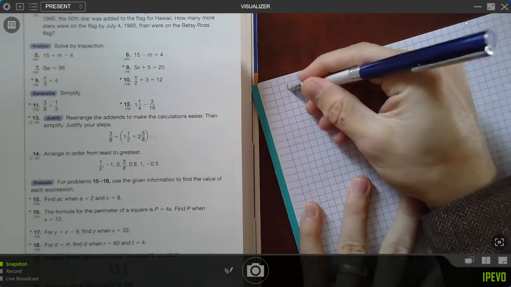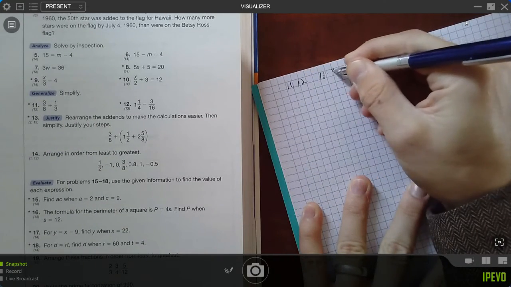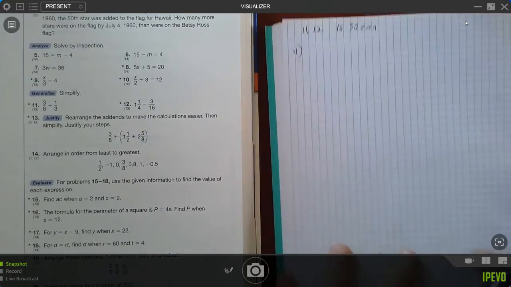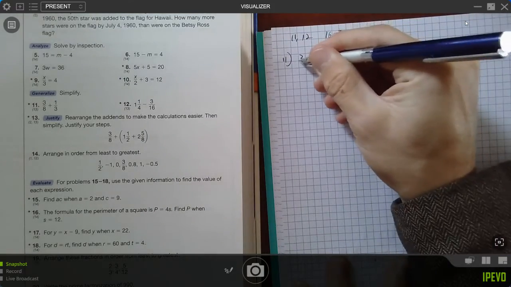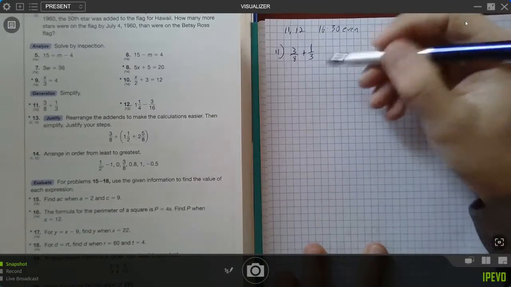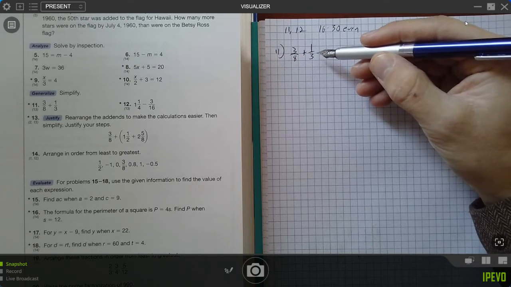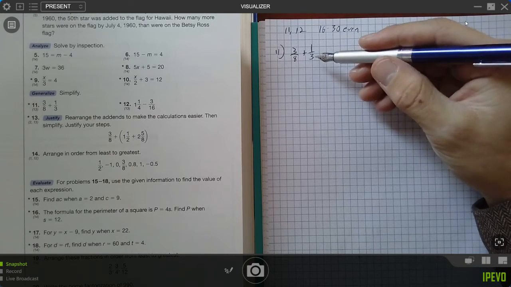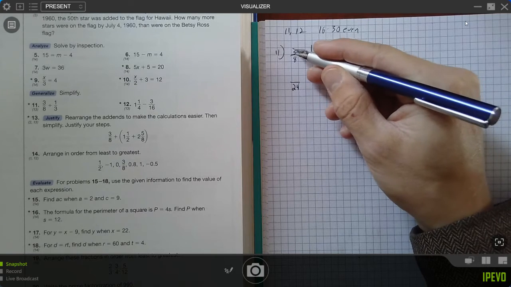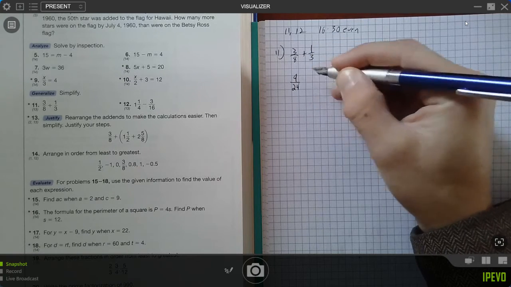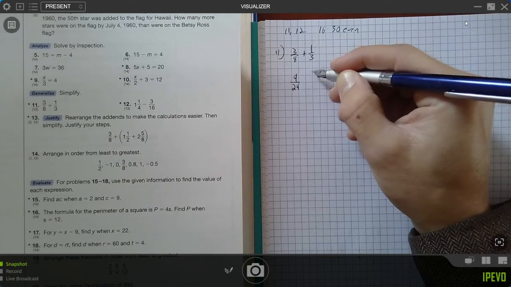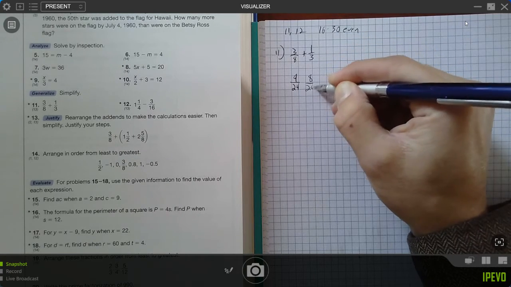So 11, 12, and then 16 through 30, even. 11. 3 over 8 plus 1/3. Okay, so I have to find my common value. Luckily, it's just 8 times 3, so 24. 3 times 3 is 9. 3 times 8 is 24, so 1 times 8 is what I do.